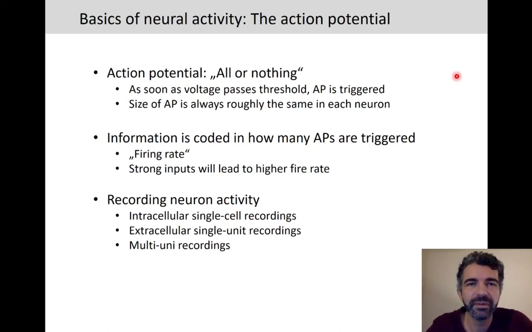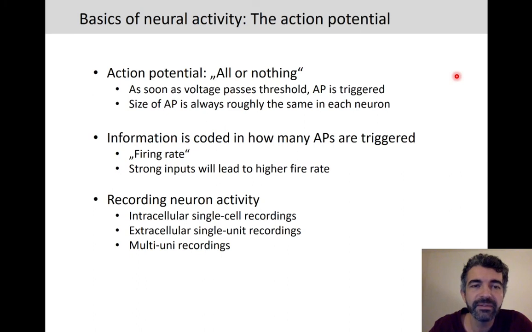Here's a few principles of action potentials. So first of all, an action potential follows the all or nothing principle. That means as soon as the voltage passes the threshold, an action potential is triggered, and the size of the action potential is always roughly the same in each neuron.